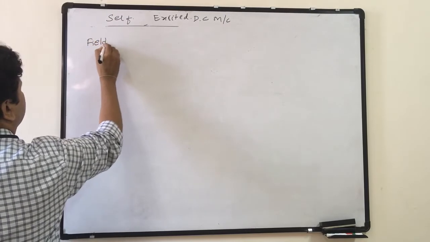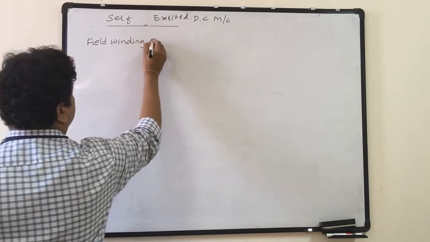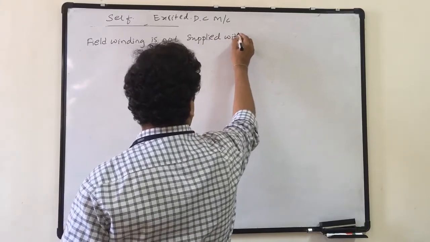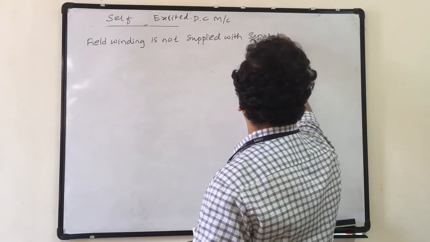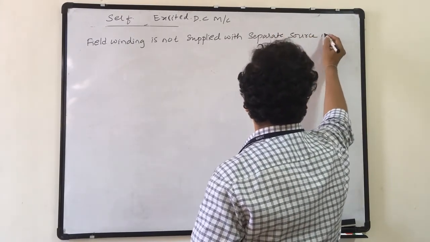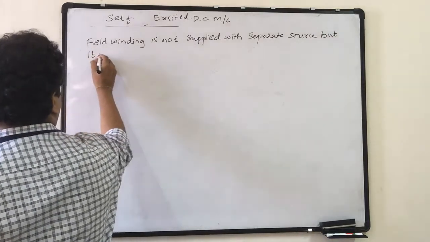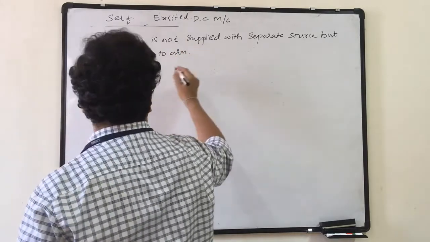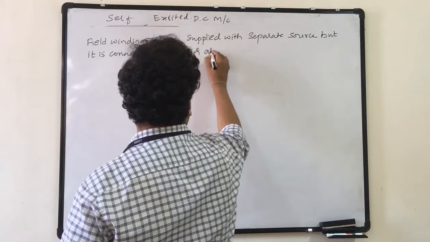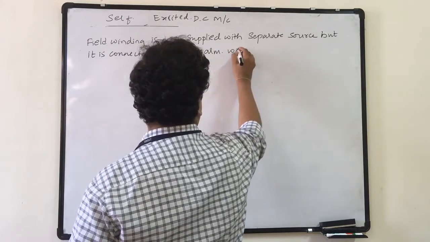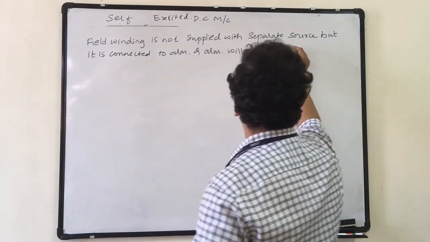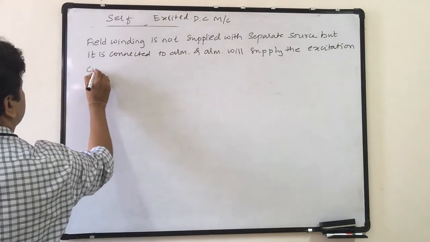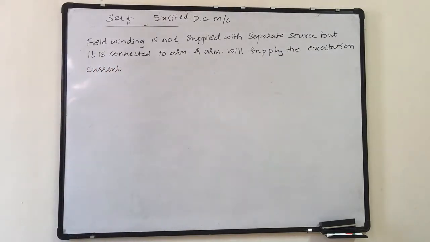So in a self-excited DC machine, the field winding is not supplied with a separate source, but it is connected to the armature. The armature will supply the excitation current.